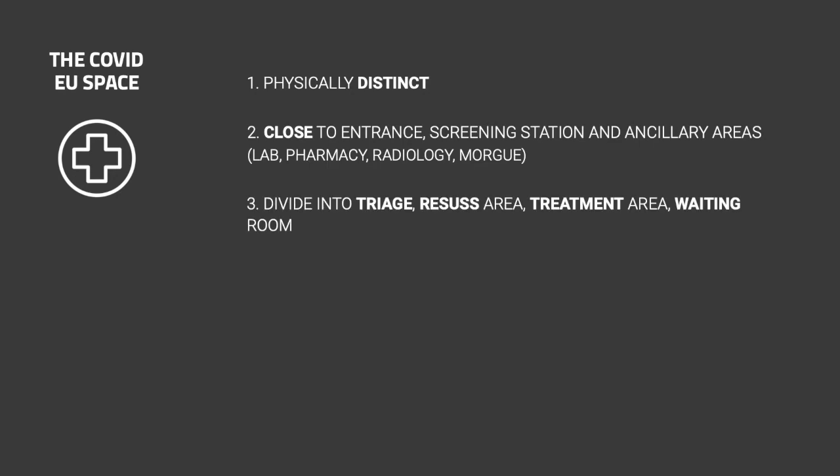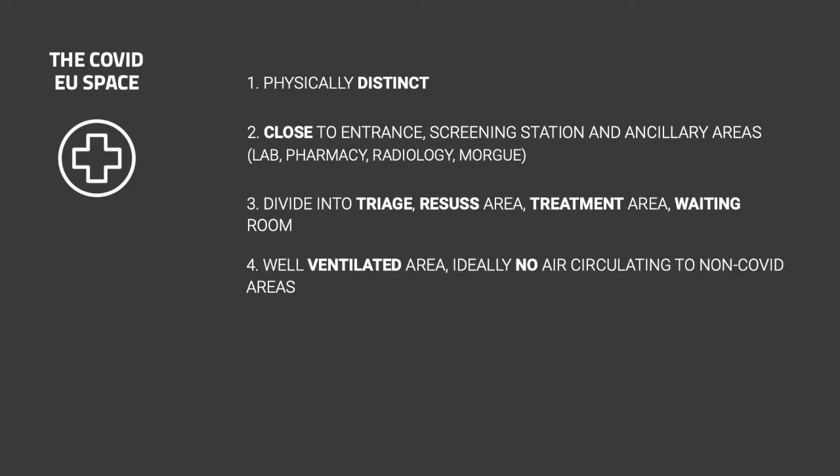So the next thing to consider is the COVID emergency unit area itself. It is a space that will house many processes, such as triage, treatment, and resuscitation, similar to the non-COVID or normal emergency unit area. So the COVID emergency unit area should be physically distinct and separate from the normal EU. One has to delineate separate areas for triage, treatment, resuscitation, and a waiting room. These areas should be well ventilated, ideally with no air circulating to the non-COVID areas of the hospital. However, as a last resort, emergency units should have clear demarcation with, at the minimum, a soft barrier, such as curtains separating it from the main emergency unit area.